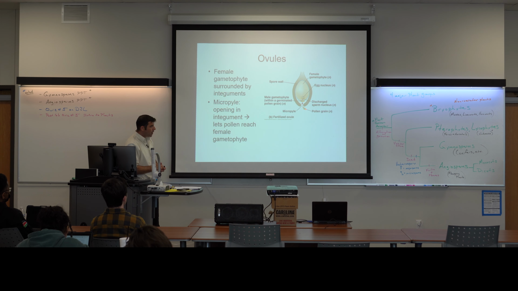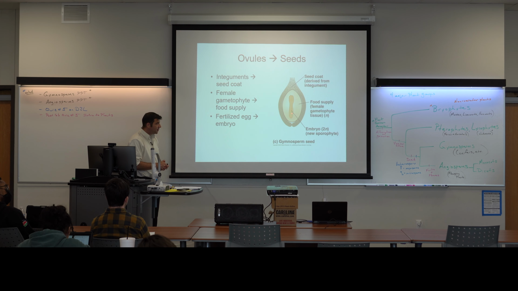The pollen grain, when it lands on this female cone, is going to elongate that pollen tube that's going to deliver one of those sperm nuclei to the egg. It makes its way through a little opening in the female cone called a micropyle. So the pollen grain now fertilizes the egg, and what results from that fertilization is this embryo.